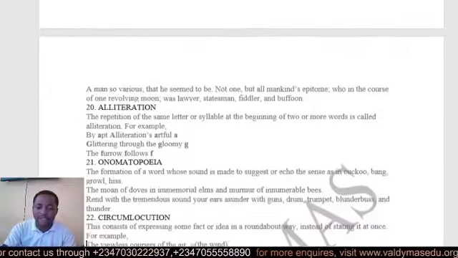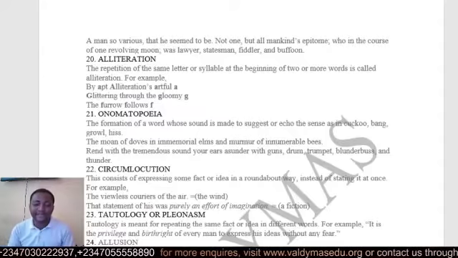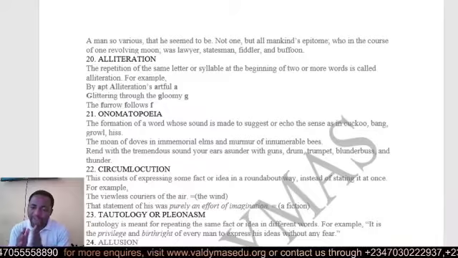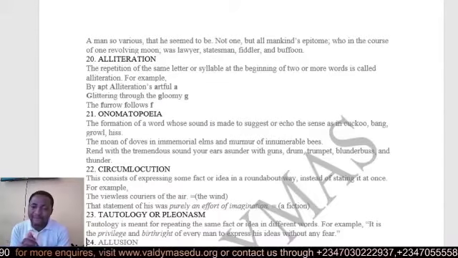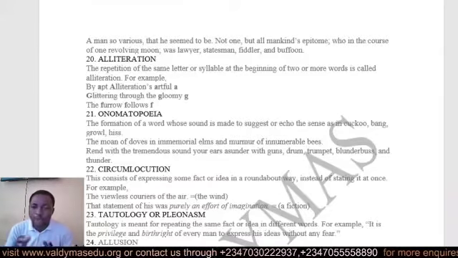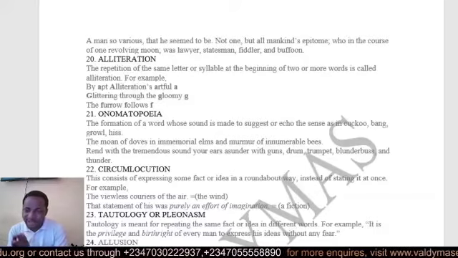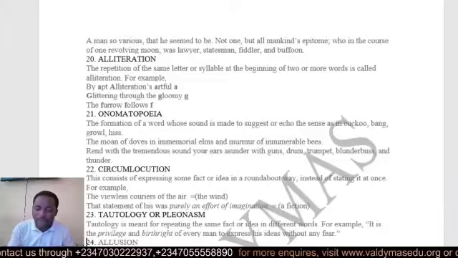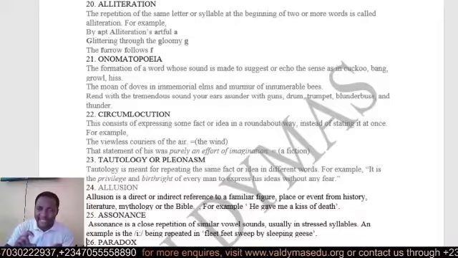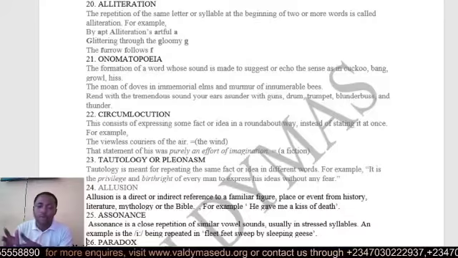So we have another literary device, alliteration. When we talk about alliteration, it is a figure of sound. Most times we have been dealing with tropes and figures of speech that are at the level of the semantics, words. Now, alliteration operates at the level of the phonology, the sound system. When we talk about alliteration, we are talking about the repetition of the same letter or syllable at the beginning of two or more words.